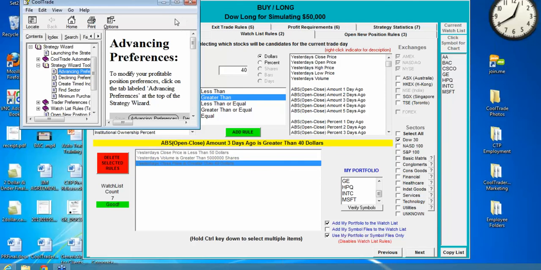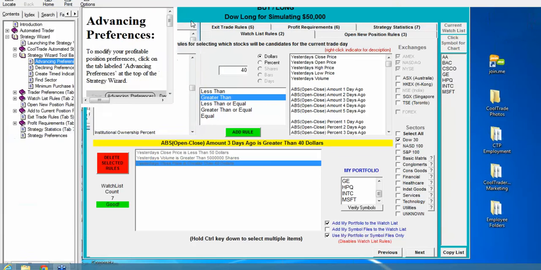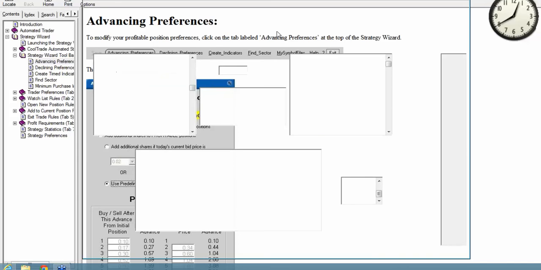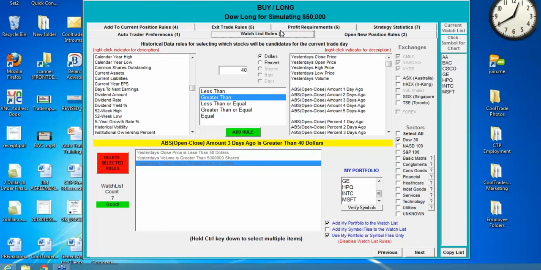So, with the help button, it's going to give you a detailed explanation of everything in the back of the strategy wizard. So if you have questions on anything, you can get explanations on what all of these things are, and it's really nice to have that ability as a quick reference. And you can always call technical support too.